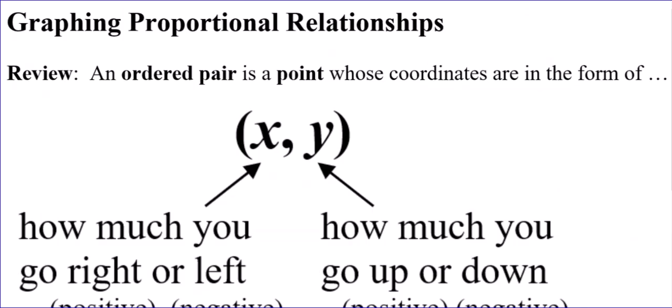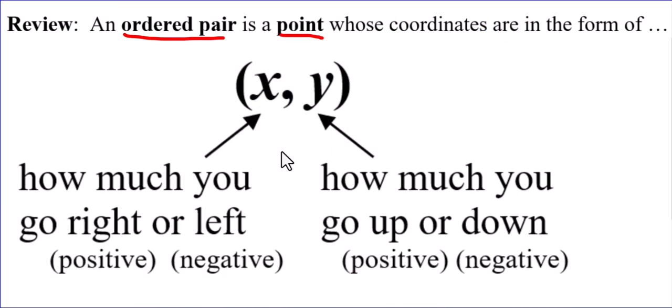All right. The next page is a little introduction to graphing proportional relationships. Now, you might remember from 6th grade math that an ordered pair is a point that we graph, and the coordinates of that ordered pair are always in this form. The first number is called the x, the second number is called the y. The x tells you how far you're going to go right or left.